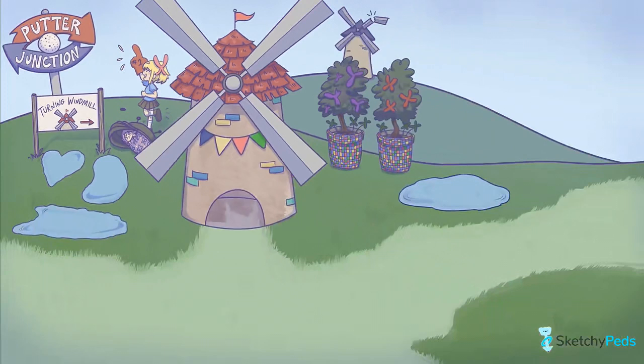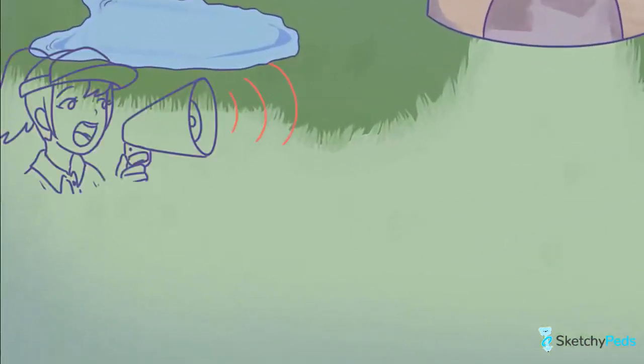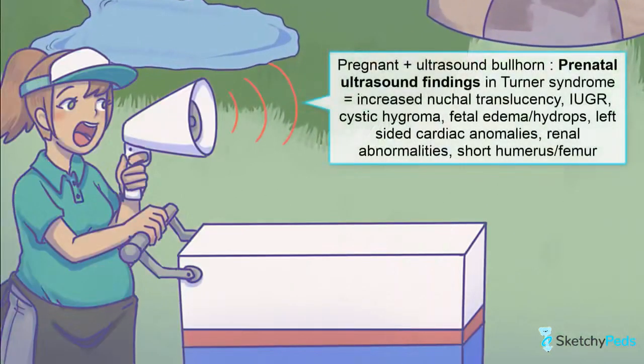So, how do Turner's patients generally present? Sometimes the diagnosis is made prenatally. There are a number of prenatal ultrasound findings that can raise suspicion for Turner syndrome. These are represented by the recurring sketchy symbol of the pregnant woman holding an ultrasound bullhorn.